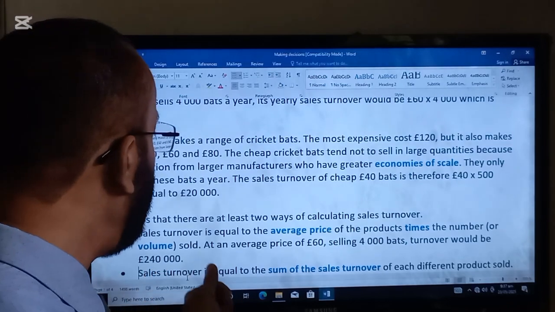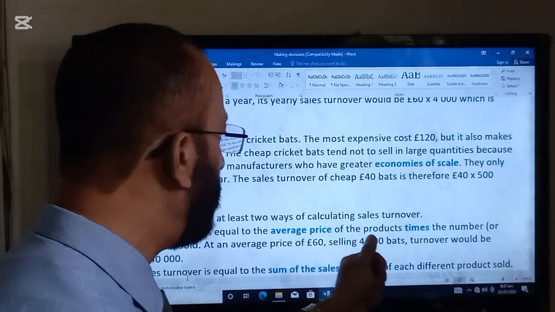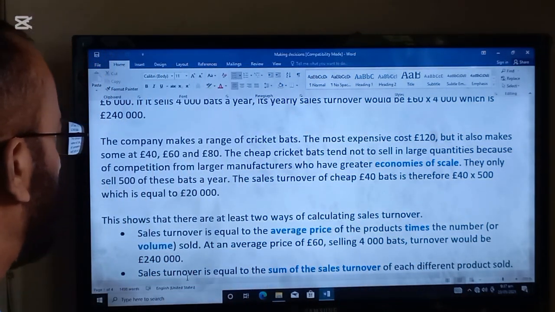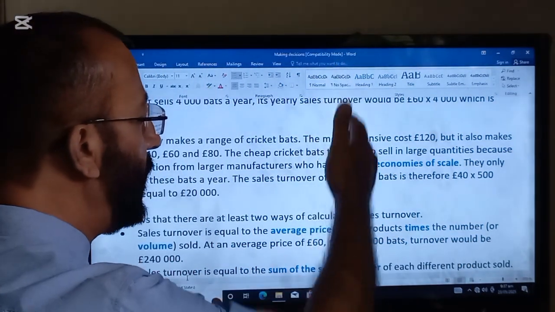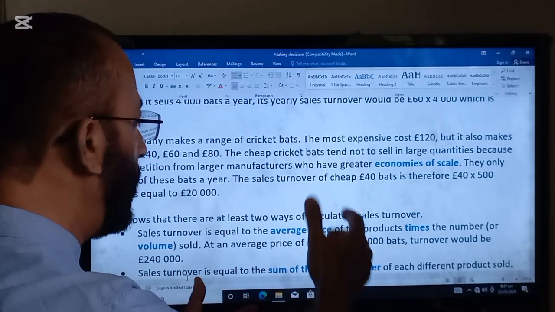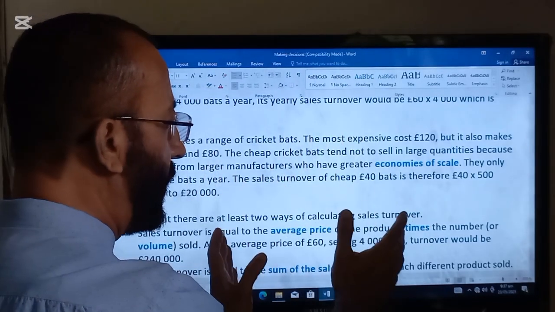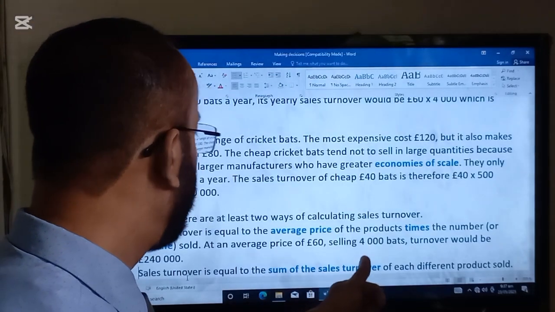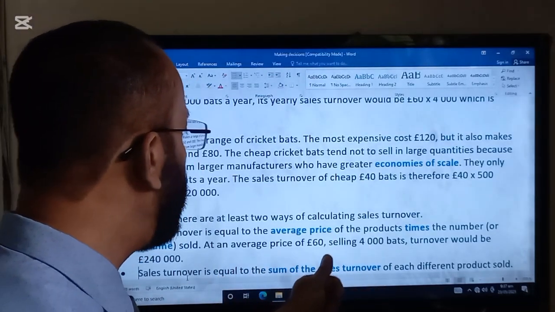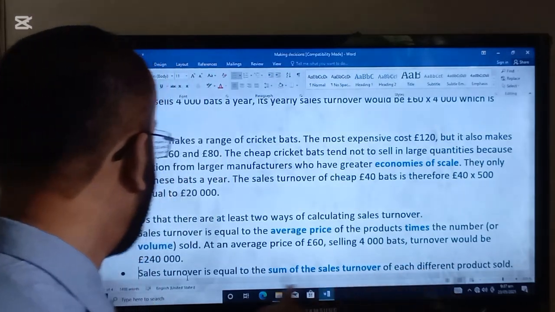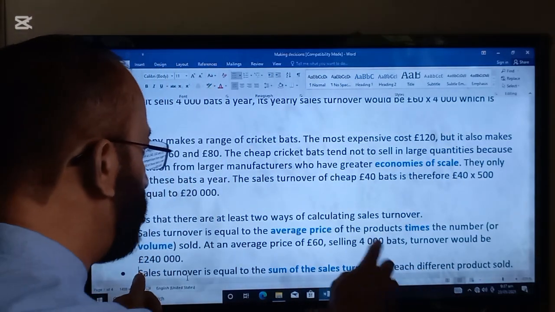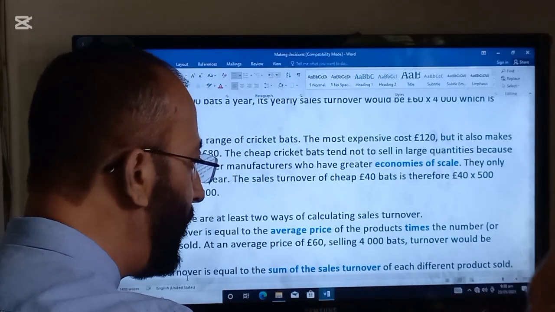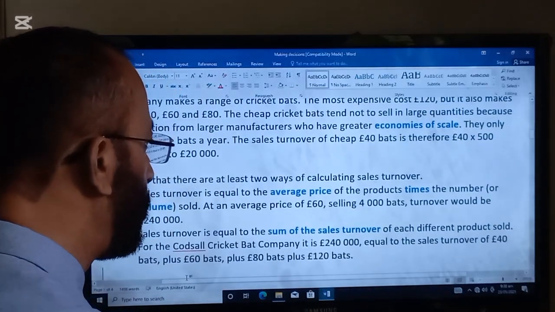Sales turnover is equal to the average price of the products times the number or volume sold. Because we have read earlier that the average price of the bats is 60, at an average price of 60, selling 4,000 bats, turnover would be 240,000. This is one way of calculating the turnover: average price multiplied by the number of items sold.